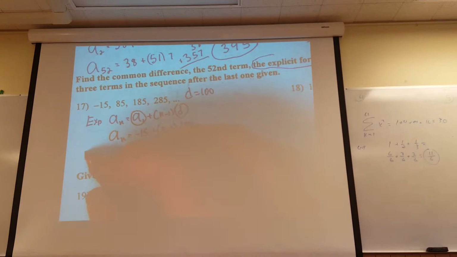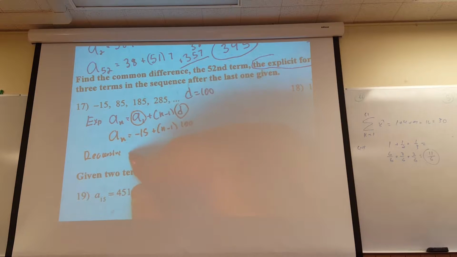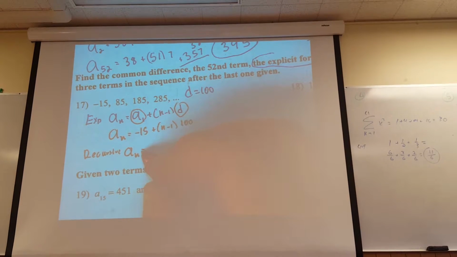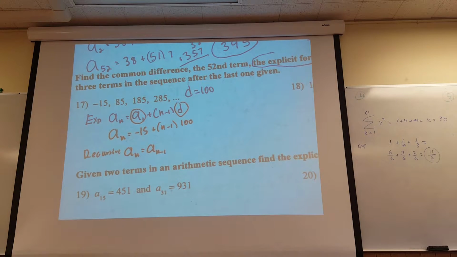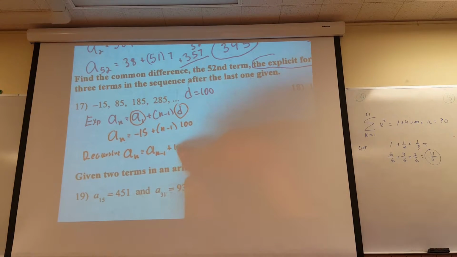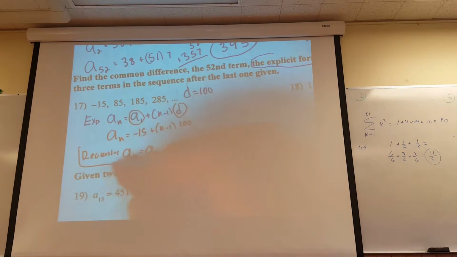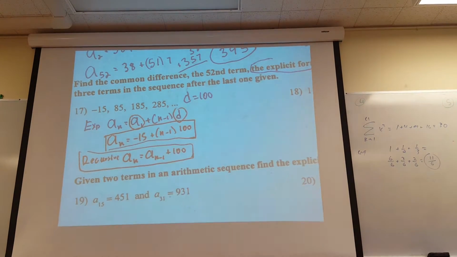Okay, the recursive formula. a sub n equals a sub n minus 1. You just add d. What's d? So you write plus 100. So that's what you need to have. Make sure you box those in. Okay?